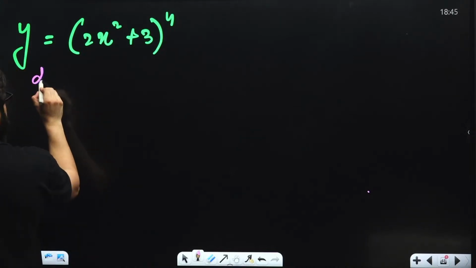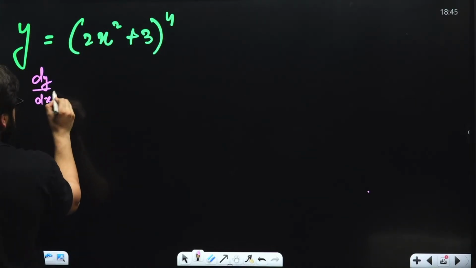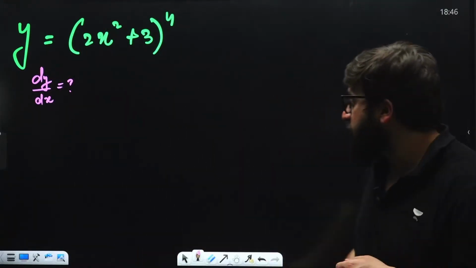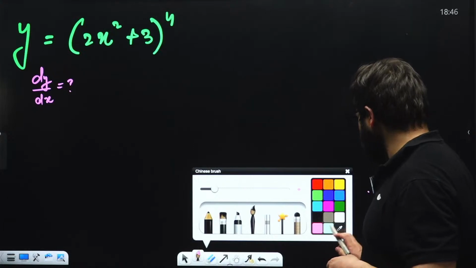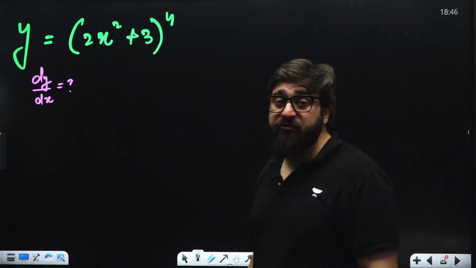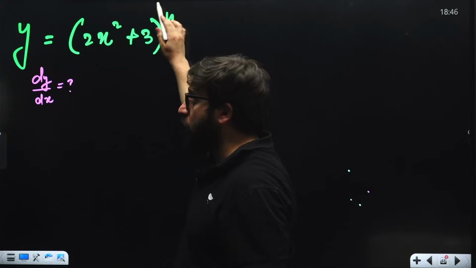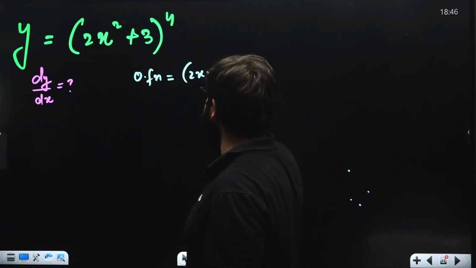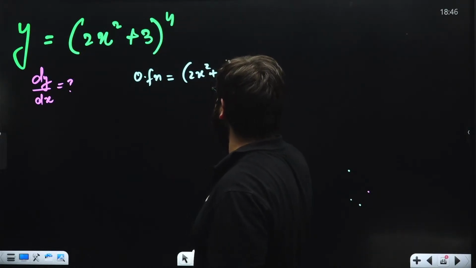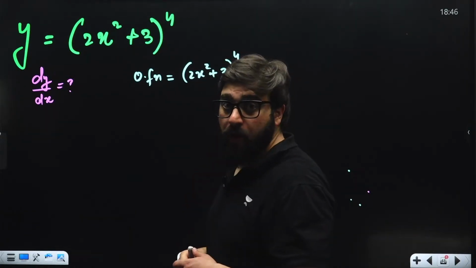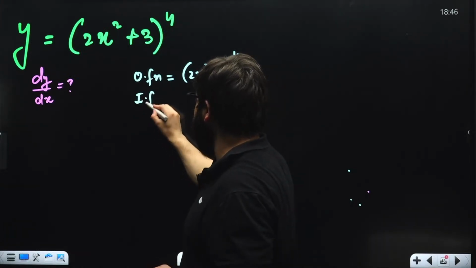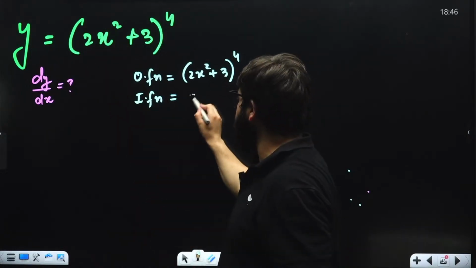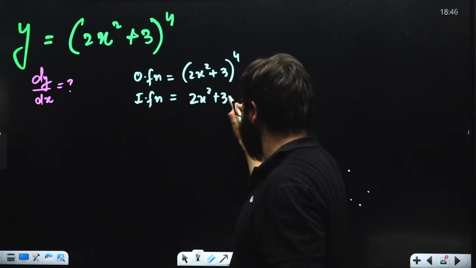We have to find dy divided by dx in this particular case. Use the chain rule. First, we have to find the outer function. The outer function is the whole, that is (2x square plus 3) whole raised to the power 4. What is the inner function? The inner function is whatever is placed inside, so that will be 2x square plus 3.